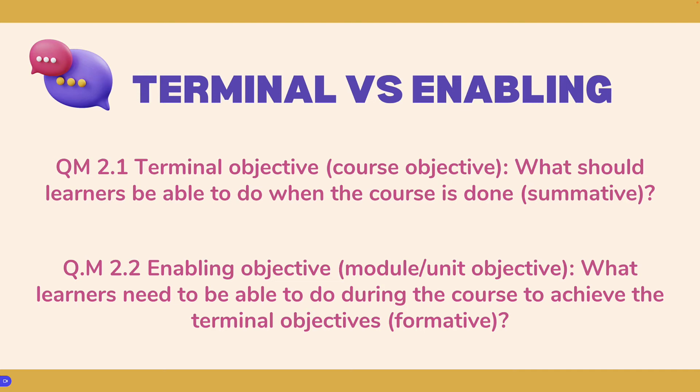So let's think of this as a big curriculum, okay? The enabling objective would be like the little module unit objectives, whereas the terminal would be the overall arching objective. So what do people need to be able to do? This is enabling again, to achieve the terminal objective. So if you can get through the enabling objectives, it helps you unlock the terminal objective. Hopefully that makes sense.